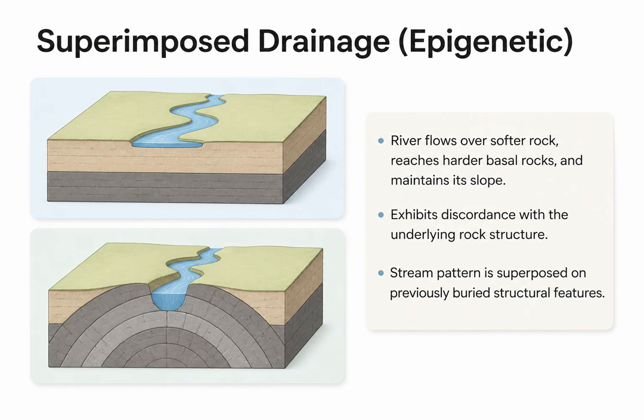The second discordant type is superimposed drainage. In this scenario, a river originally develops on a cover of softer rock. As it erodes downward, it eventually hits a completely different, harder rock structure buried beneath. Because the river already has an established path and high erosive power, it just keeps cutting downward into the hard rock, ignoring the new geological structures. The drainage pattern is essentially superimposed on the older buried rocks.